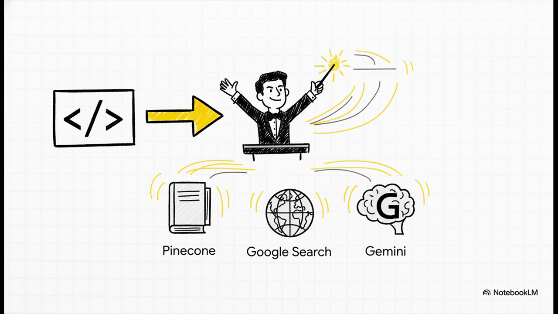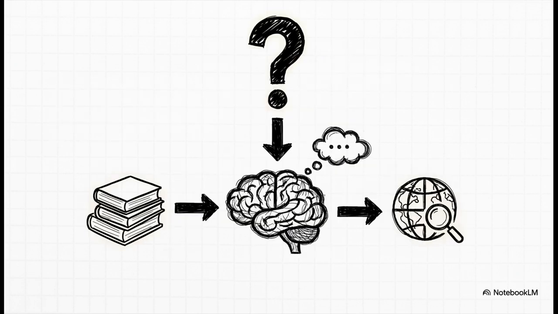Hitting run on this script wakes up the main orchestrator agent. Think of it like the conductor of an orchestra, who now has full control to tell the Pinecone library, Google Search, and the Gemini brain exactly how to work together. And this is where you can actually see it think. When you give it a question, the agent doesn't just spit back the first thing it finds. It makes a strategic call. It basically asks itself, is the answer to this in my special longevity document? Or is this a more general question that I need to look up on the internet using Google?